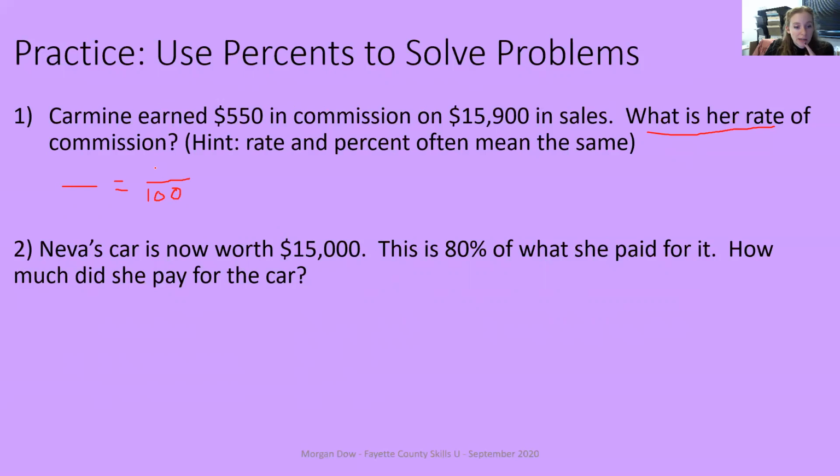So in my proportion, I'm just going to put a little r here for rate. You could put X or N or question mark or smiley face or empty box, whatever it is. It's just a little placeholder for that missing number. And then the part and the whole, so the part is going to be 550 out of a total of 15,900.